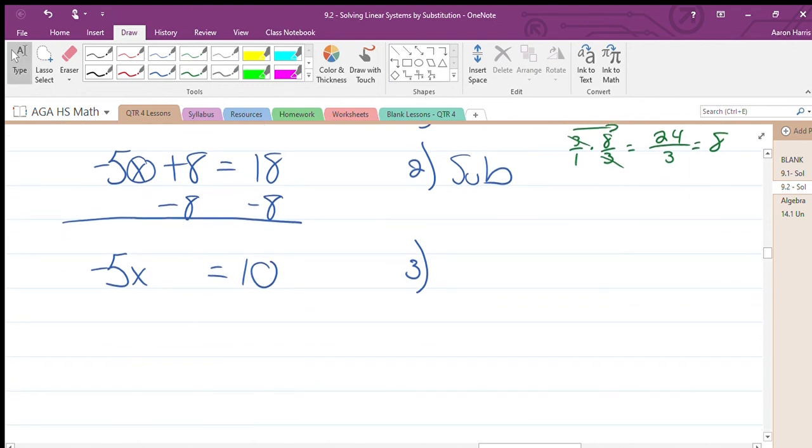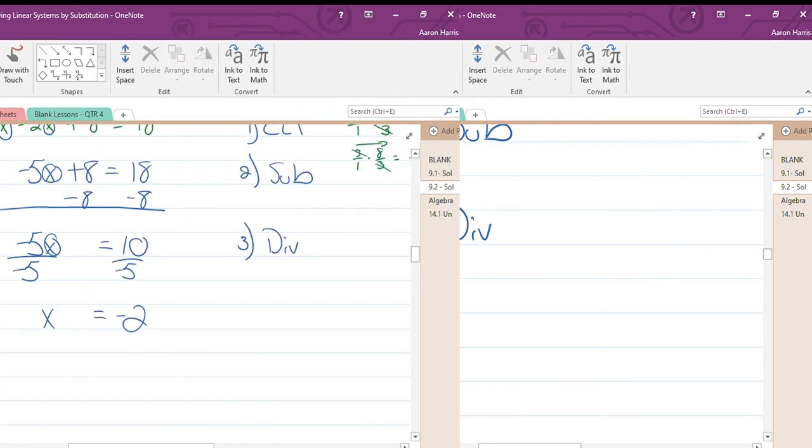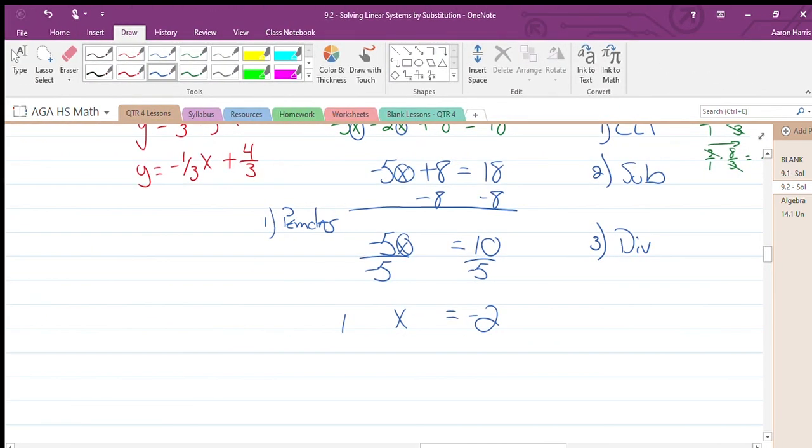Step 3. Remove all what? Multiplication and division. From where? Near your variable. So I'm going to divide. That's the inverse of multiplication. So here's negative 5, negative 5. What am I left with? X equals negative 2. So I know x is equal to negative 2.